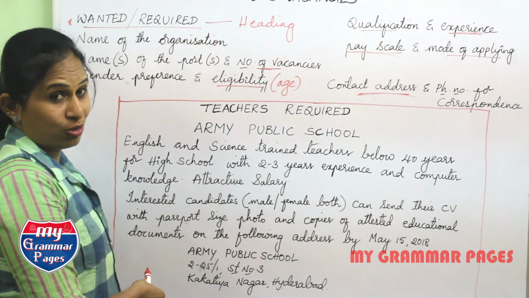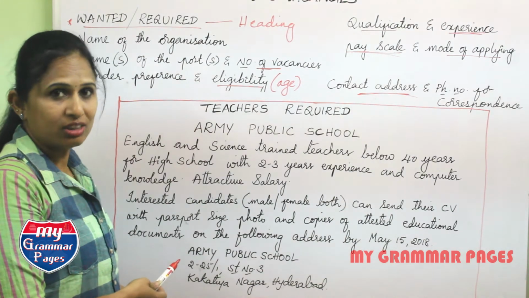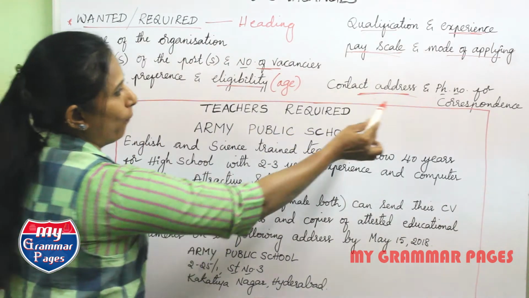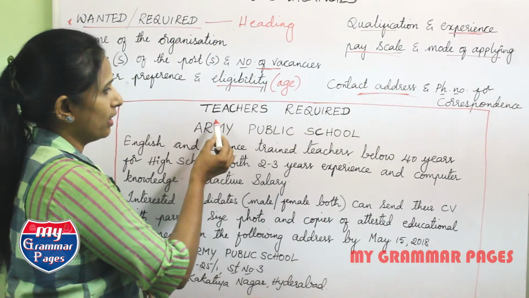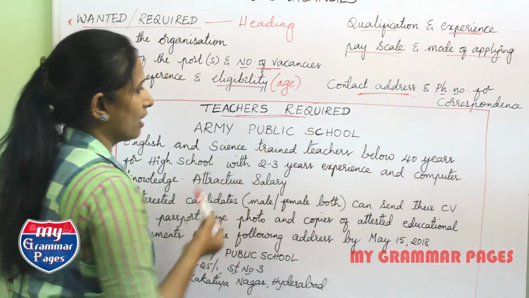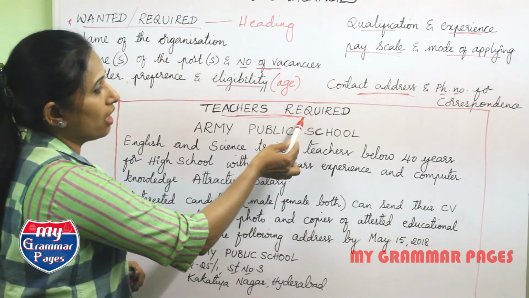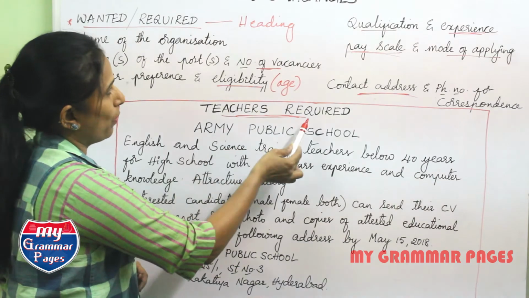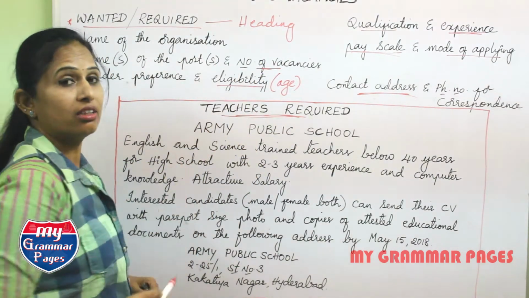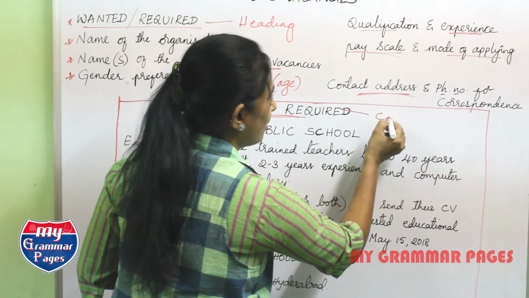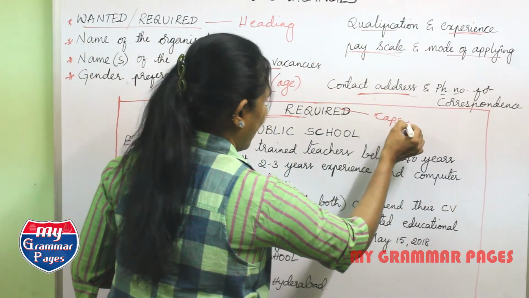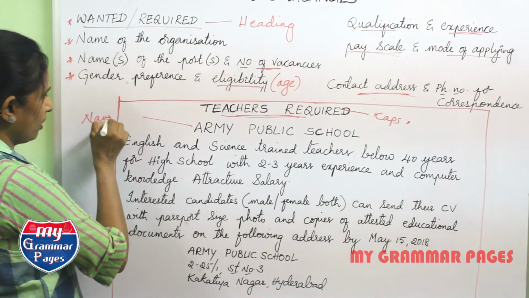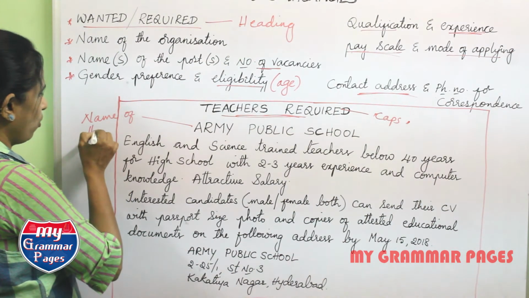And as I told you before, this is a minor discourse, so you have to open a three-sided box. See, I have already opened a three-sided box. In this one, I have taken this as the heading. Instead of just "required", I have taken "Teachers required". As I told you, this comes under heading, and I have written it in capital letters. And coming to the name of the organization.